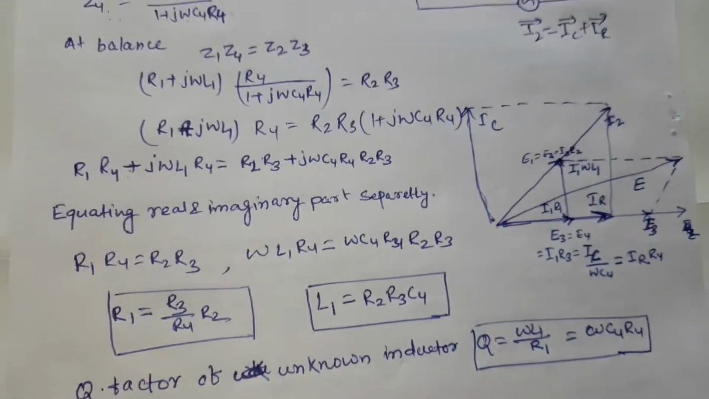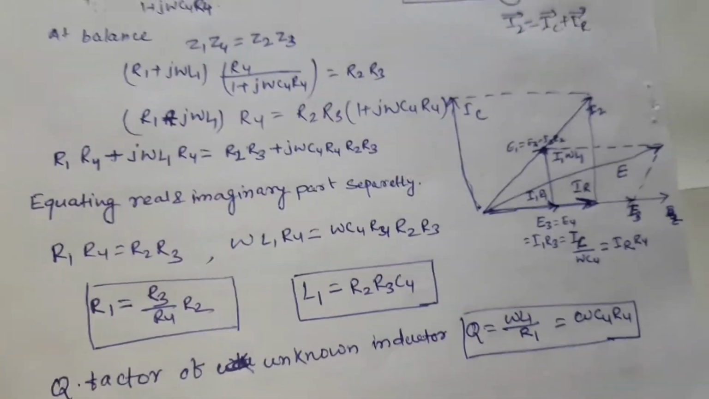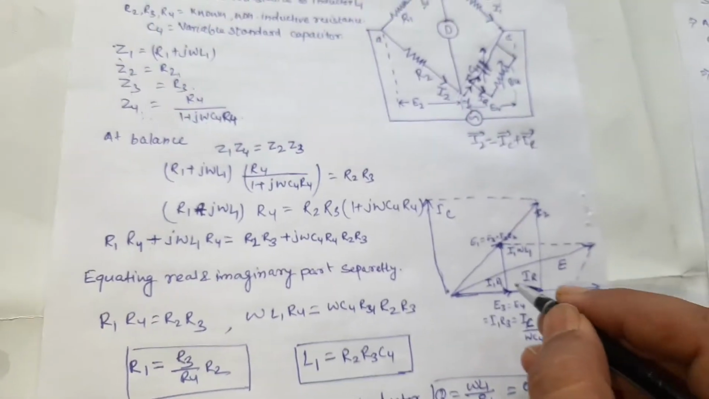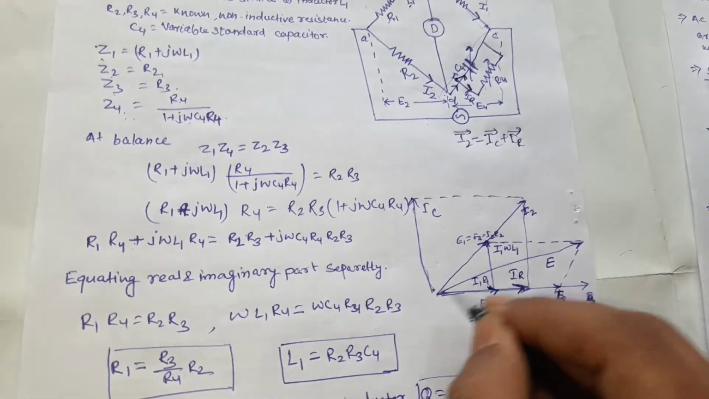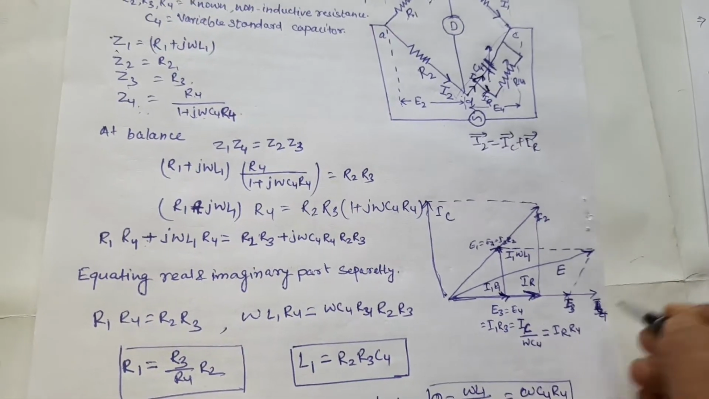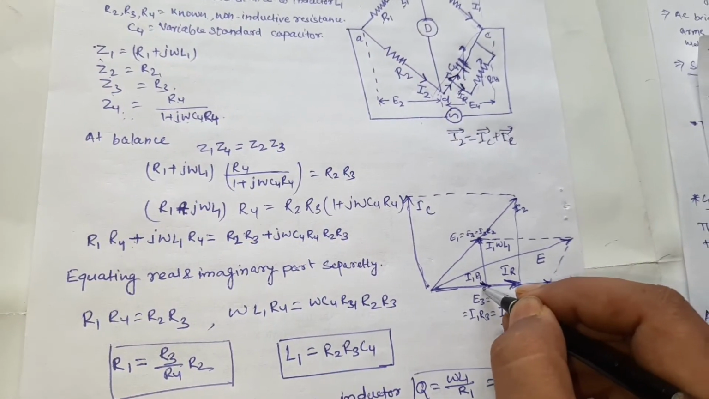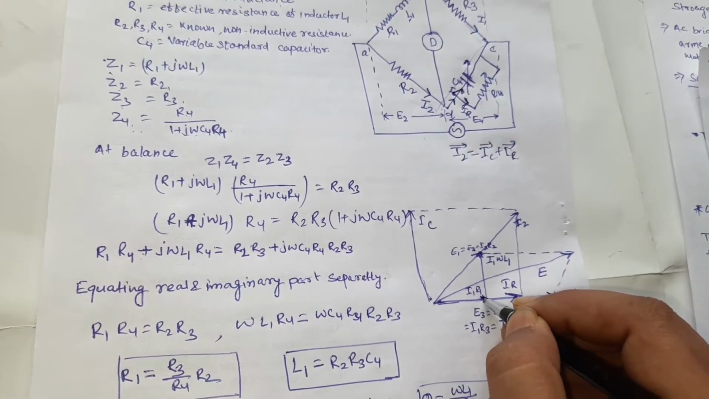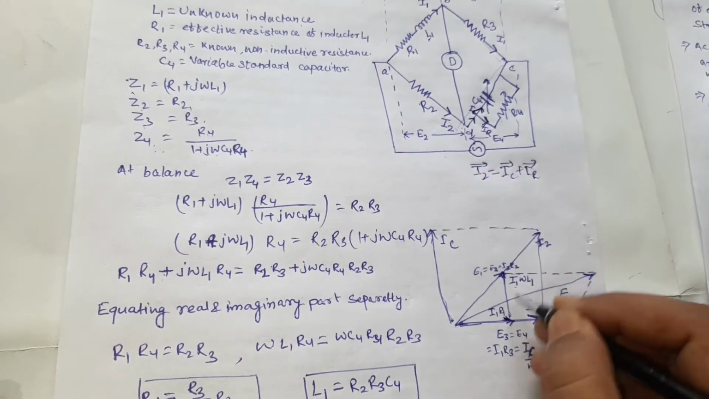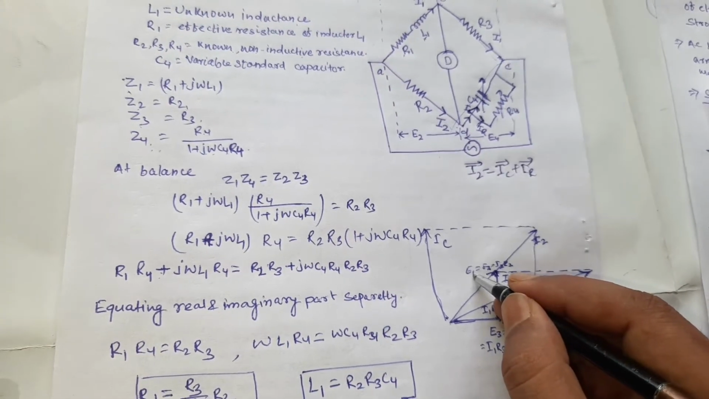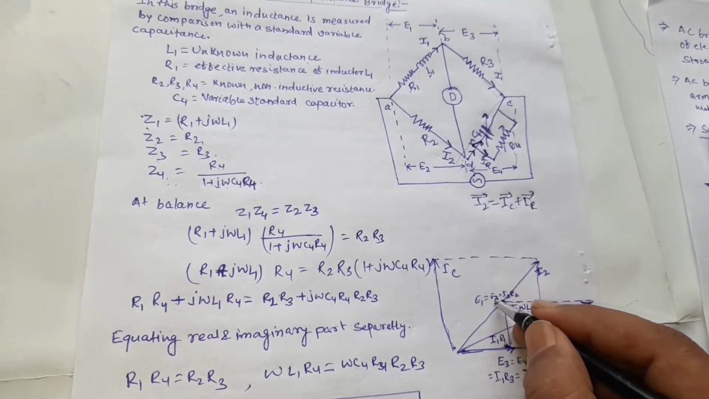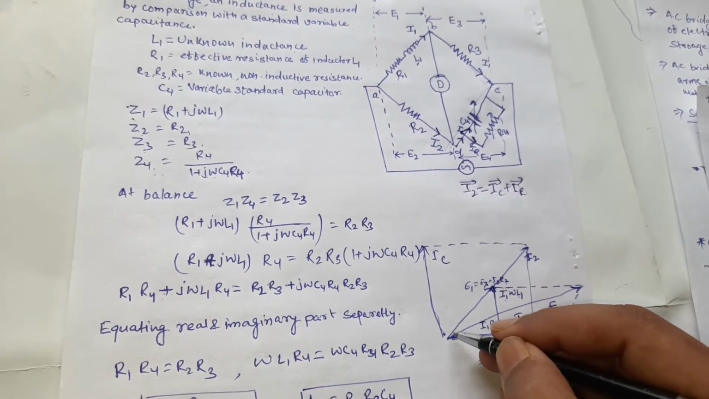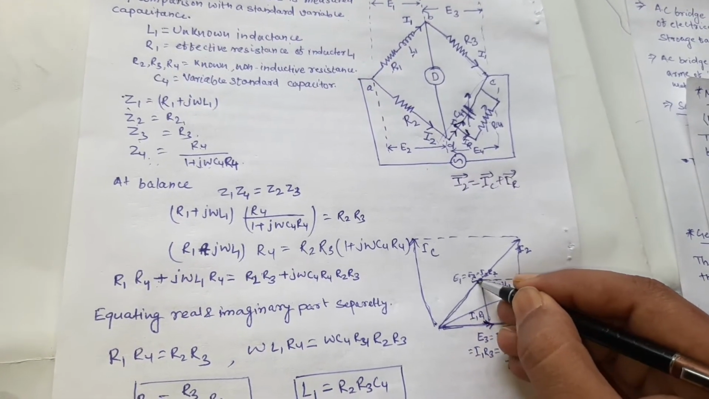So now we discuss the phasor diagram of Maxwell's inductance bridge. Suppose this is the I1 current. I1 into R1 plus j omega L1 is equal to E1. E1 is equal to E2, because at balance condition E1 is equal to E2. E2 is equal to I2 into R2. So E2 and I2 are in the same phase.